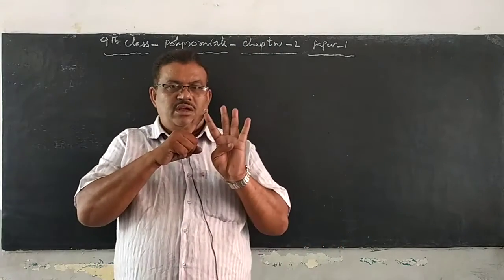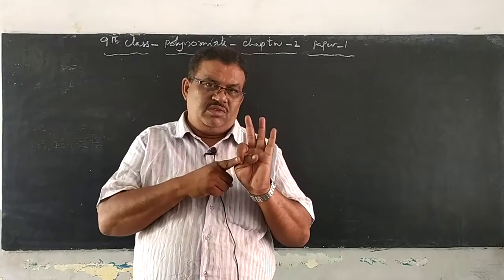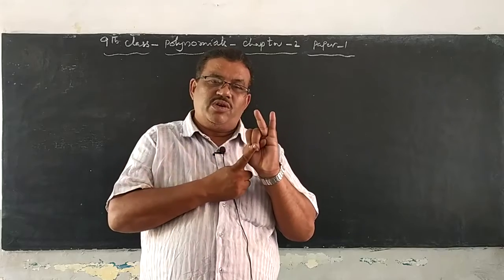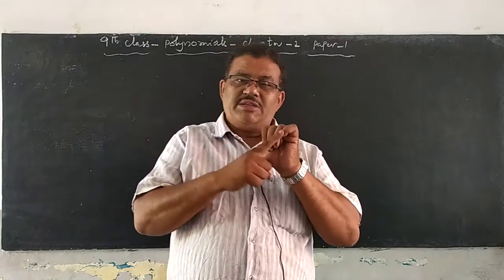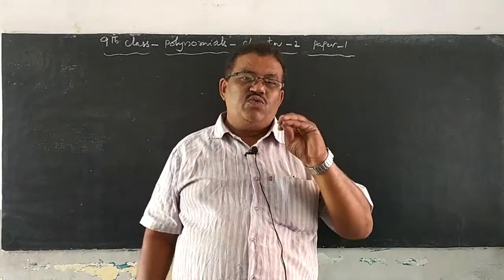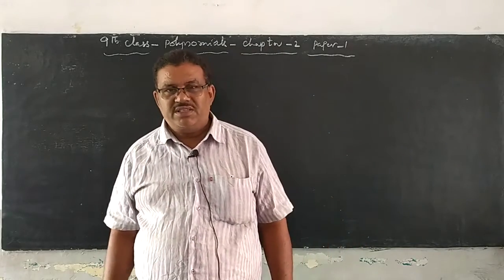One is (a plus b) whole square. Second one is (a minus b) whole square. Third one, a square minus b square. Fourth one, (x plus a) into (x plus b). These four identities we completed in the previous classes.